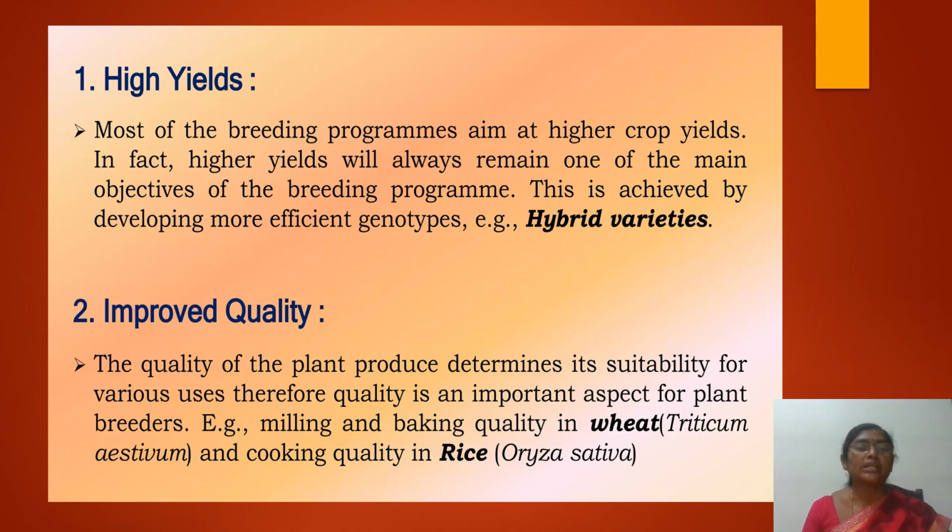First one, we will see about the high yields. Most of the breeding programs aim at higher crop yields. In fact, higher yields will always remain one of the main objectives of the breeding program. This is achieved by developing more efficient genotypes, for example, hybrid varieties. Next comes improved quality. The quality of the grains that plants produce determines their suitability for various uses. Therefore, quality is an important aspect for plant breeders. Example, milling and baking quality in wheat and cooking quality in rice.